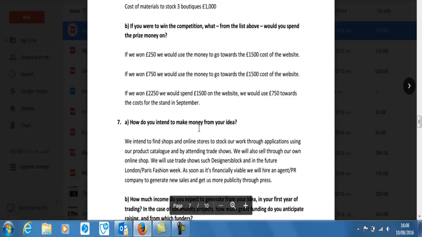So here you can see the entrant has said, if we won the 250, we would spend it on this. Okay, and then if we won 750, we would spend it on this, and so forth. And that's what we're looking for. We're looking for that level of detail. That's what makes this answer stand out as an excellent answer.